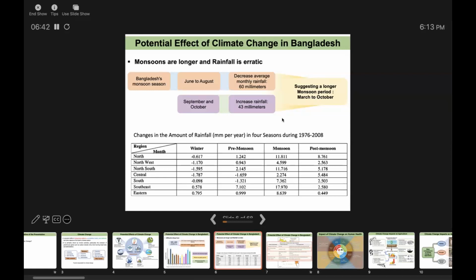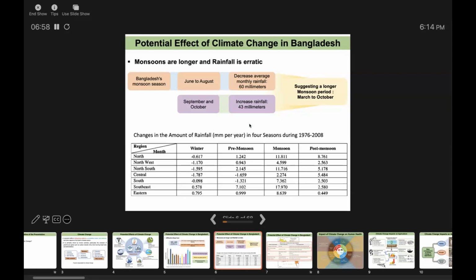That's why in the last week, we experienced a high amount of rainfall in different parts of Bangladesh, particularly in Mymensingh division. It was not expected, and it was a record amount of rainfall.